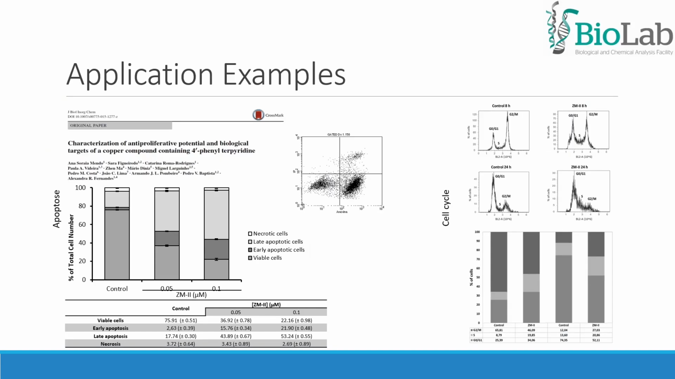Now, I will talk in more detail and give examples of some flow cytometry applications. In this paper, the antiproliferative activity against human colorectal, hepatocellular carcinomas, and breast adenocarcinoma cell lines of a copper complex was determined, demonstrating high cytotoxicity. Flow cytometry was used to demonstrate the induction of apoptosis and the delay in the cancer cell cycle progression.